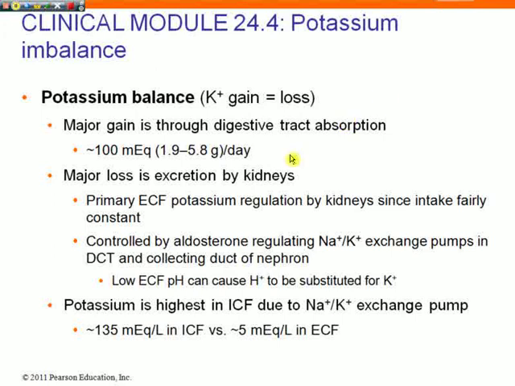Potassium imbalance. Okay, the major gain of potassium is through the digestive tract. Major loss is through the kidneys. Primary ECF potassium regulation is by the kidneys, since the intake is fairly constant. It is controlled by aldosterone, which is regulating the sodium-potassium exchange pumps, which are located in the distal convoluted tubule and collecting duct of the nephron.